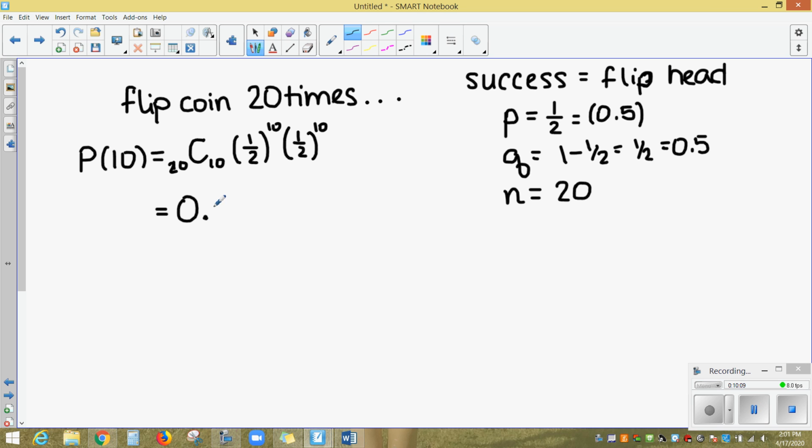Typing this into my calculator, I got 0.176. The probability of getting 10 heads and 10 tails is less than 20%, but it'd be exactly half and half.